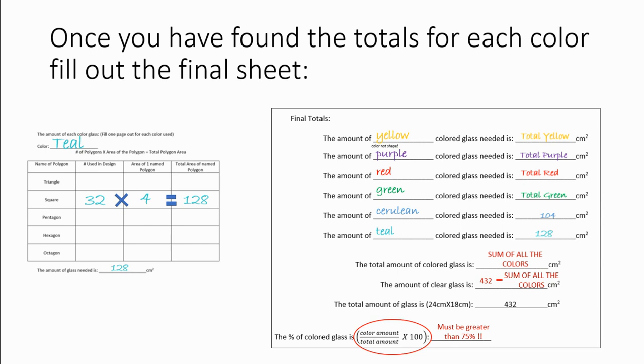And I will be checking your math and counting your shapes, so please make sure that you are doing this correctly. If you have any questions, please check with your teacher.